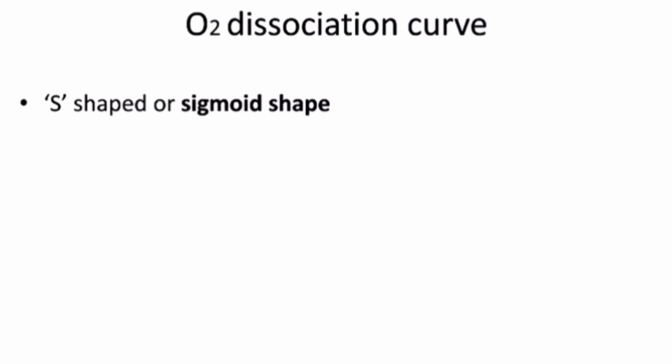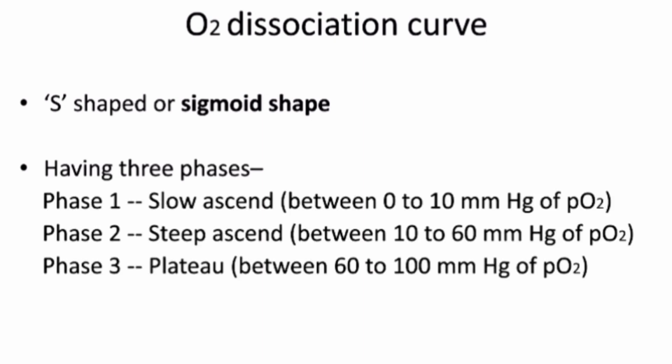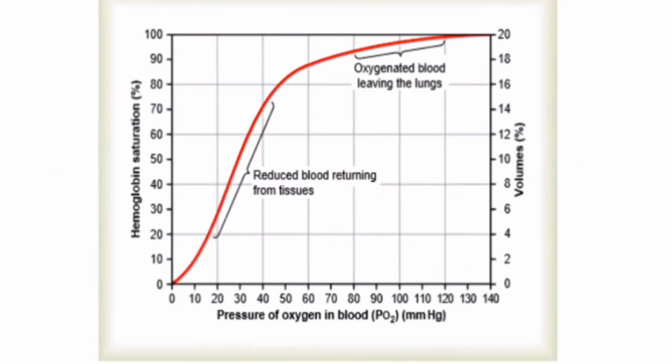I told you about the sigmoid shaped graph. It has three phases: phase 1, phase 2, phase 3. The upper part indicates uptake of oxygen by hemoglobin. The lower part is concerned with the unloading of oxygen from the hemoglobin, mainly the oxygen delivery to tissues. Even if PO2 falls to 60 mm Hg, the hemoglobin is still 90% saturated. So it's a plateau phase, a safety factor. You can see reduced blood returning from tissues. Oxygen delivered to the tissues is a concern of the lower part of the curve. The upper part of the curve is mainly the uptake of oxygen by the hemoglobin.